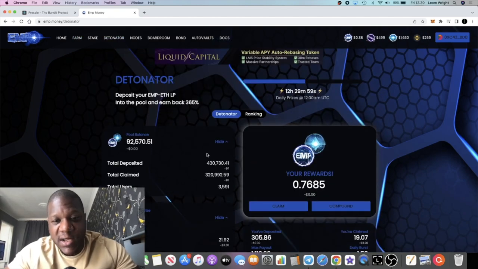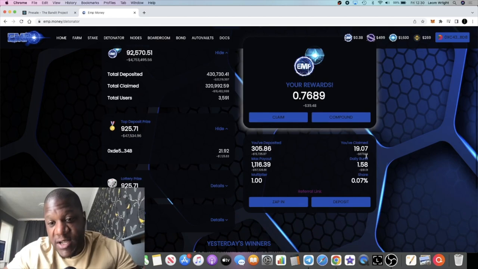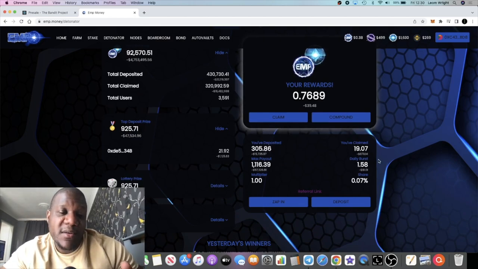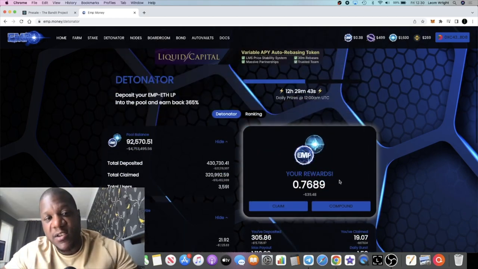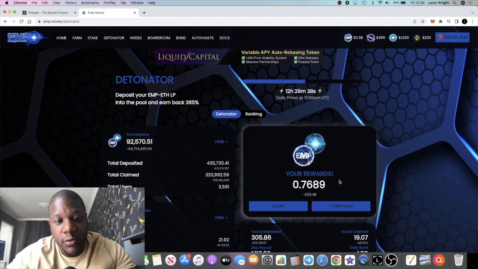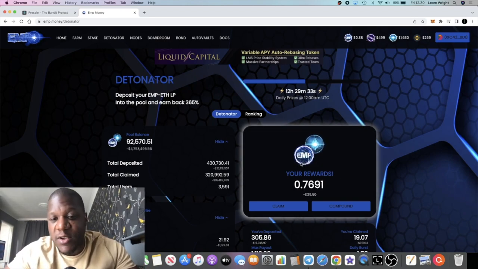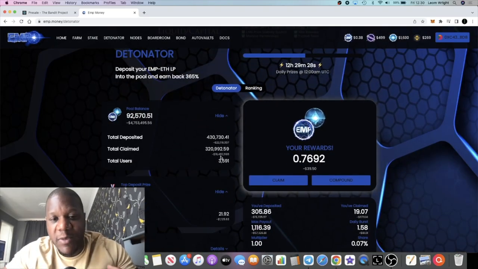In essence, a detonator is a certificate of deposit that pays up to 365%. It's not 1% a day, it's more like 0.5% a day, which, for example, Drip is 1% a day. Some would argue that the detonator is more sustainable and safer, being exposed to Ethereum as opposed to a highly volatile coin like Drip. You do have to be exposed to EMP also for your LP tokens, but EMP is an algorithmically backed stable coin by Ethereum.